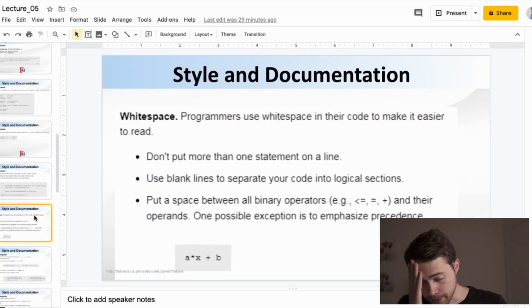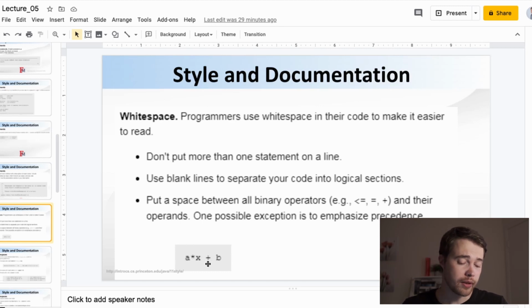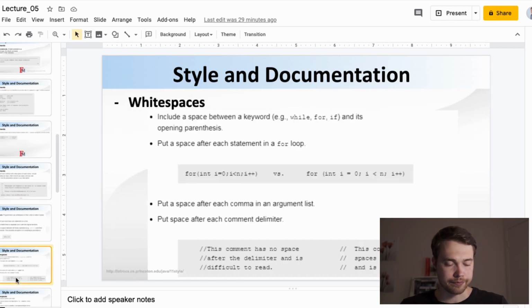Moving on, white spaces. Programmers use white spaces in order to make things easier to read. Don't put more than one statement on a line. Use blank lines to separate your code. If you want to, you can use this. So you see, a times x plus b. They didn't put a space between a and times and x, but they put a space surrounding the plus. Why? Because multiplication takes place first and then addition takes place second. So that's kind of why it's easier to read.